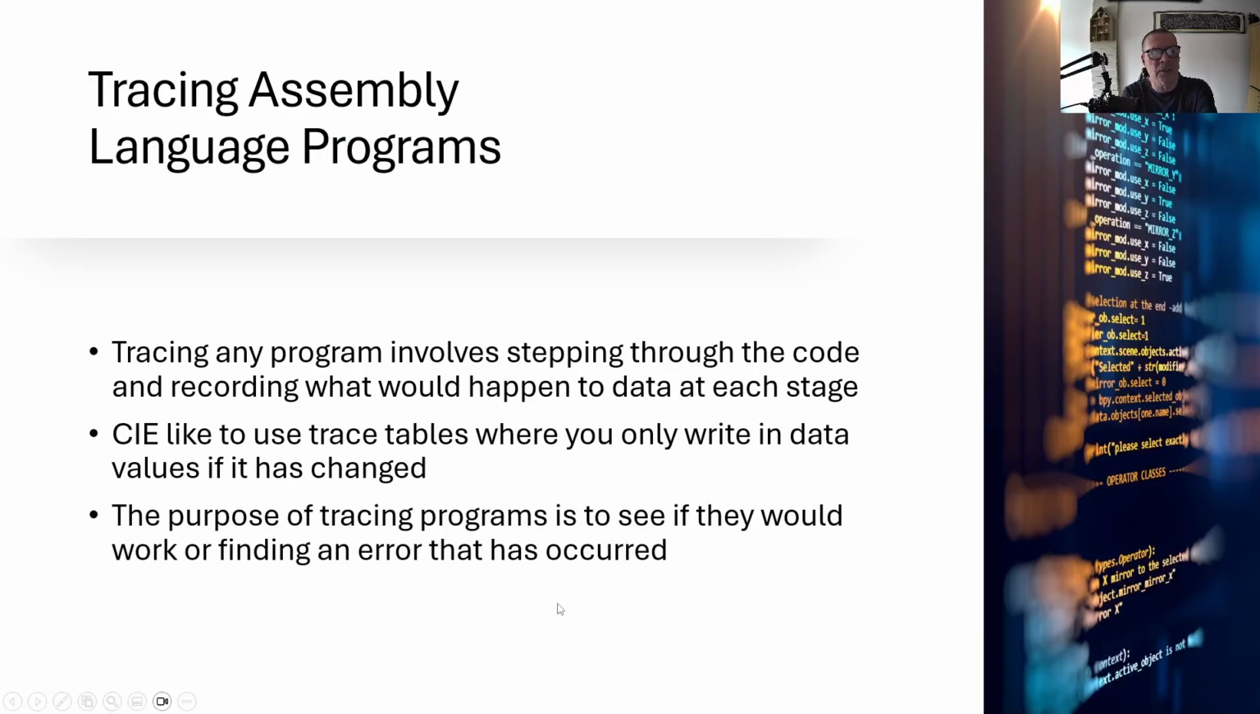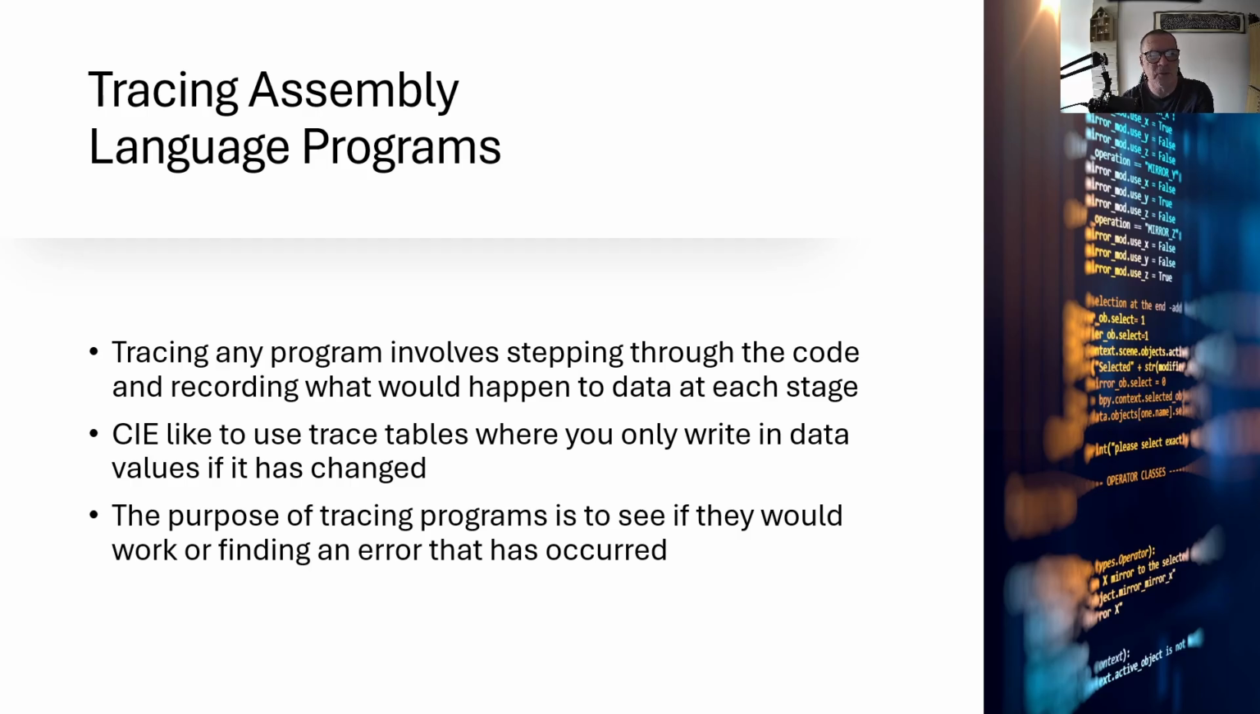Another thing you may be asked to do is trace an assembly language program. And tracing any program, including assembly ones, means stepping through the code manually and recording what would happen to the data at each stage. So in high-level programs, we normally just track certain variables and see what happens to them. In CIE trace tables, you only write the values in when they change. I don't know if you lose marks for this, but certainly the mark schemes never show the values if they're not changing. So it's a waste of time putting them in over and over again if they're not changing. So save yourself some time and don't write them in.